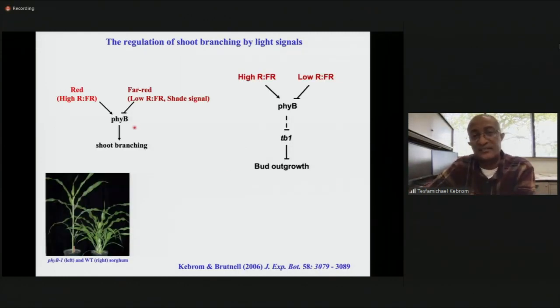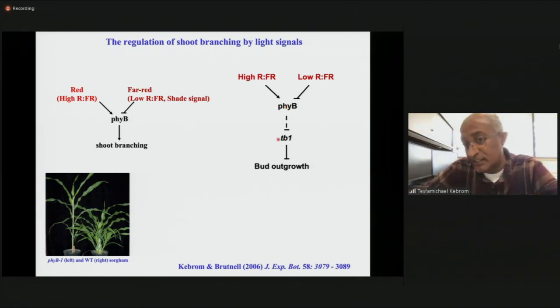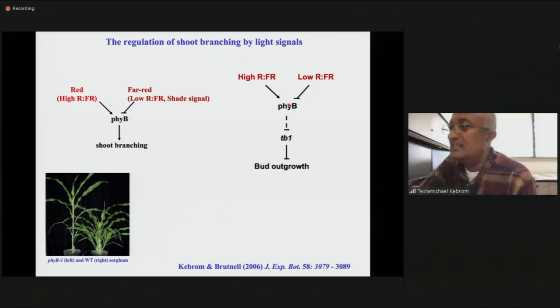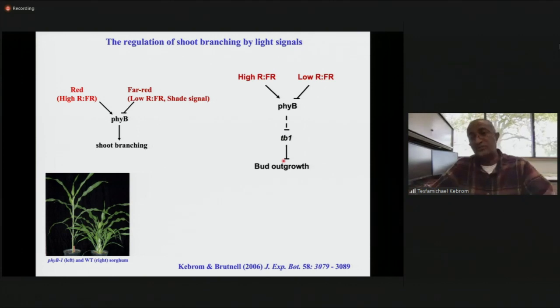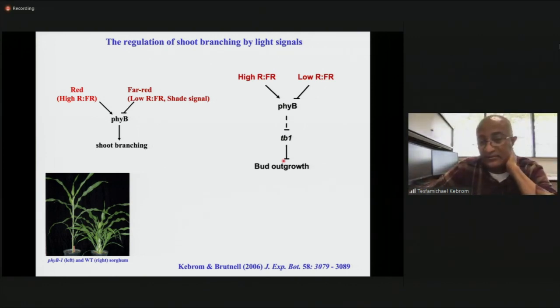Based on this, I modified the model from the one that I developed initially before I started the experiments to this one. Here, the model is that high red to far red, or red light, activates 5B. 5B inactivates TB1 through an unknown mechanism. We don't know the mechanism. There may be other genes between 5B and TB1. When 5B inactivates TB1, the buds are free to grow. If the plant is shaded, then 5B becomes inactive, TB1 remains active, and the buds become dormant. So this was a model around 2006 or 2007.